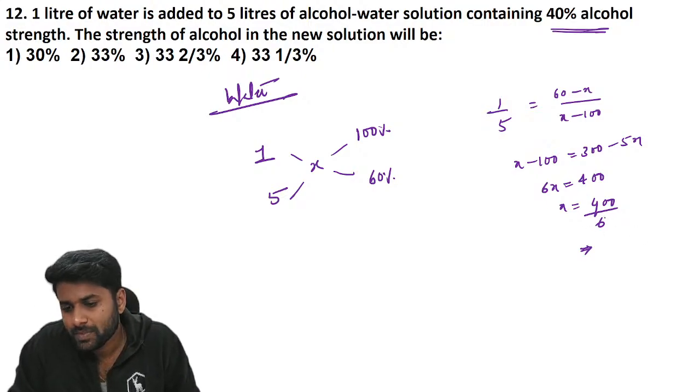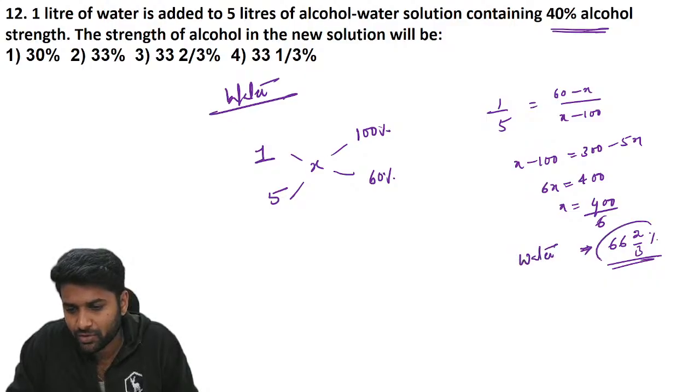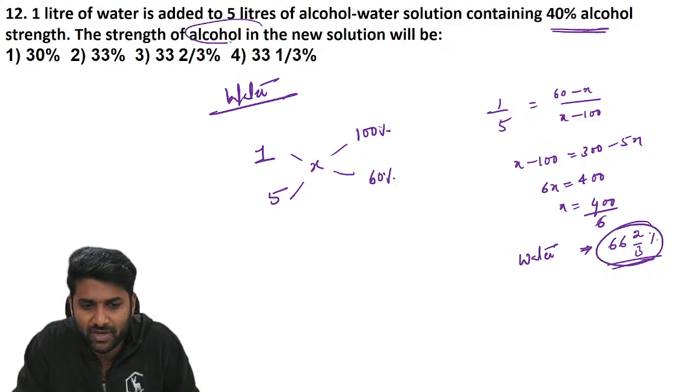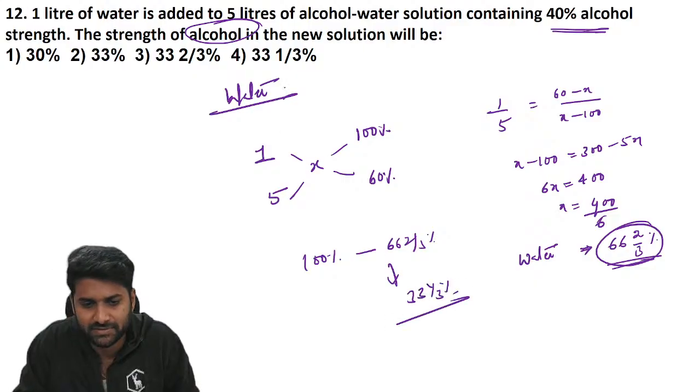Okay. Further simplification, see. So 6 into 6, 36. So 4 by 6 is equal to 2 by 3. See, this is all about water now. So if water is 66 2 by 3 percentage, now we have to identify the alcohol. So 100 percentage minus 66 2 by 3 percentage. So here the answer is 33 1 by 3 percentage.